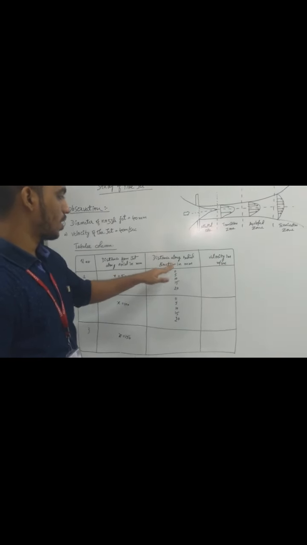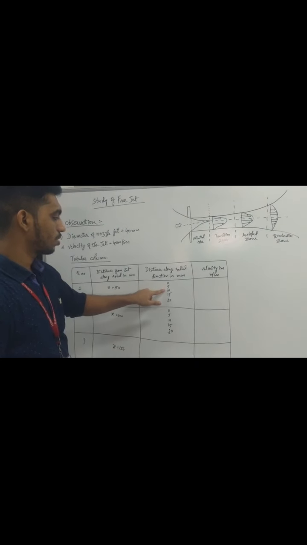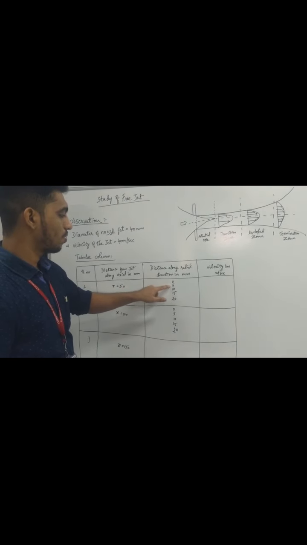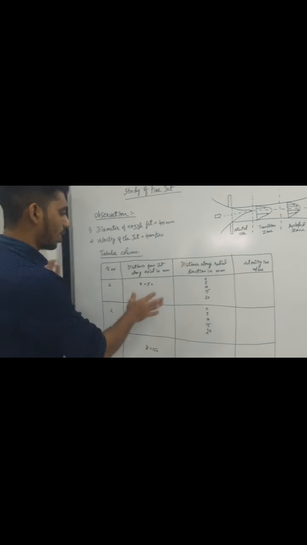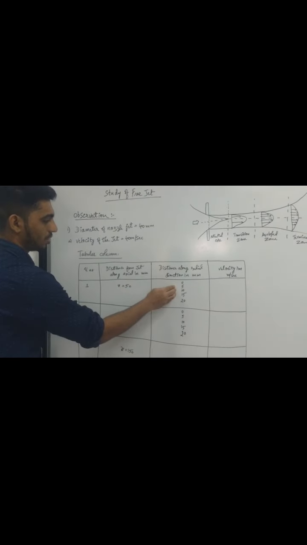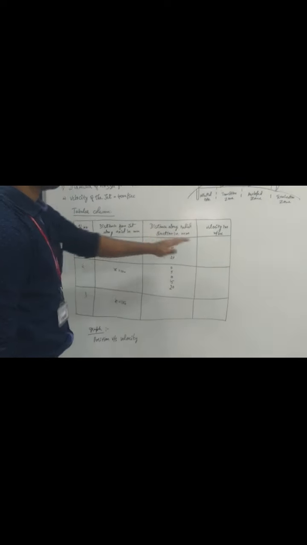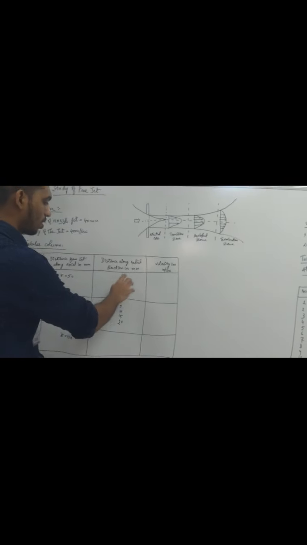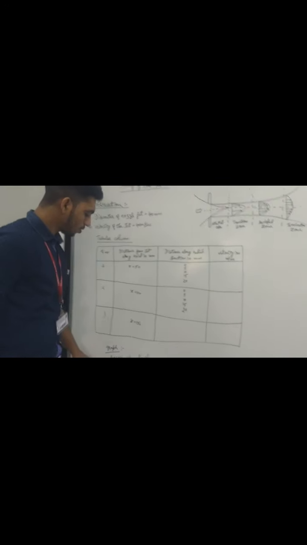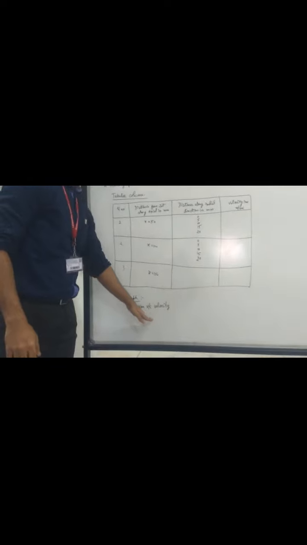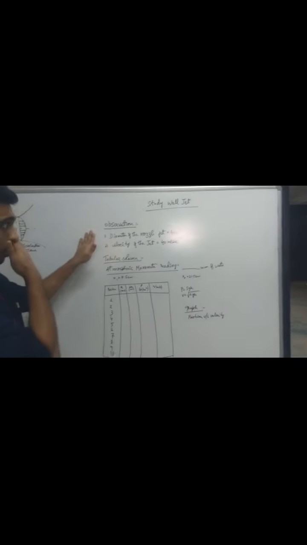And the distance along the radial direction, we have to take readings for each 5 millimeter. In one trial, in 50 there are 5 readings, in 100 there are 5, in 150, 200, and we have to find out the velocity for each 5 millimeter, and we have to draw the graph, position versus velocity. And in the same way we have to do for wall jet.